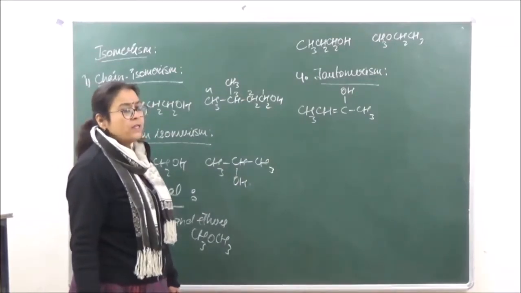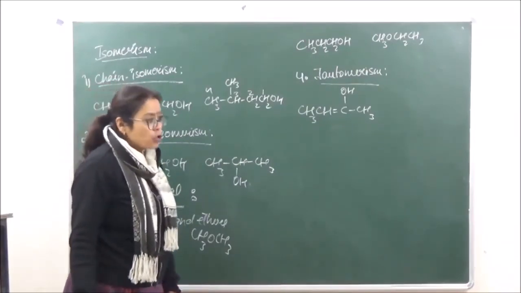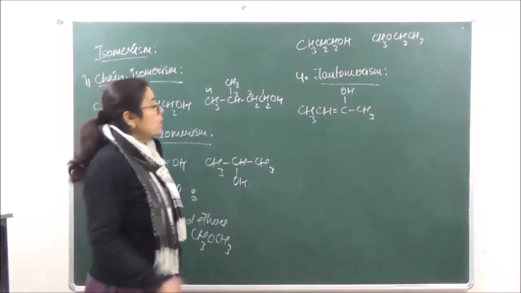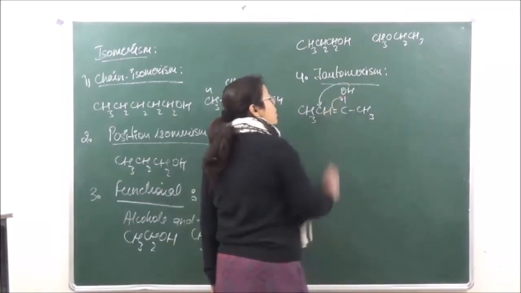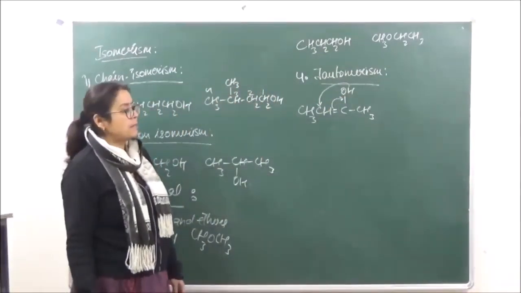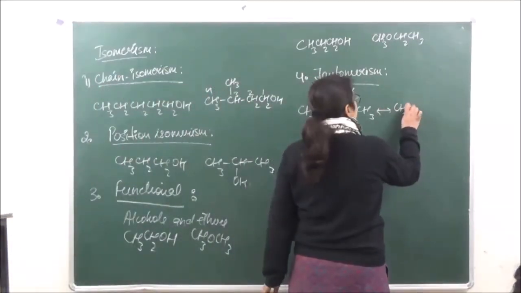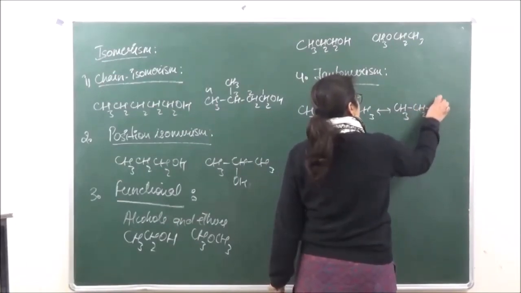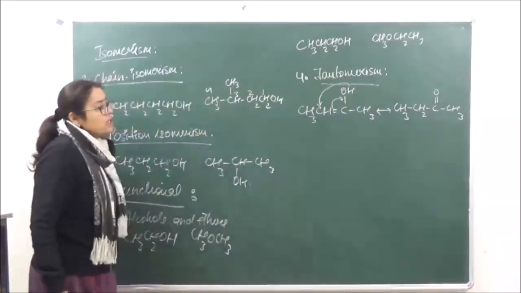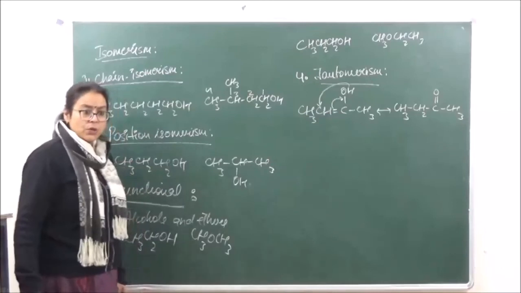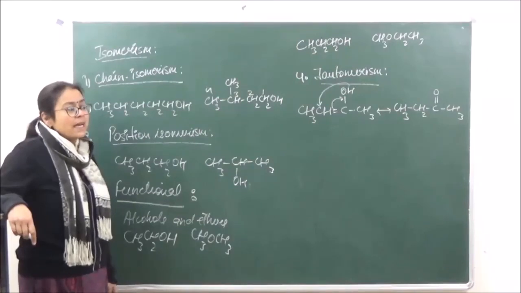Now in this case there is going to be simultaneous shifting of the hydrogen and the double bond or the pi bond. So the hydrogen is going to shift to this carbon atom, and the pi bond will shift to this carbon atom. As a result, the isomer which is formed over here is going to be CH2, C double bond O and CH3. Now this is known as butan-2-one. Tautomerism means shifting of hydrogen and the pi bond simultaneously.